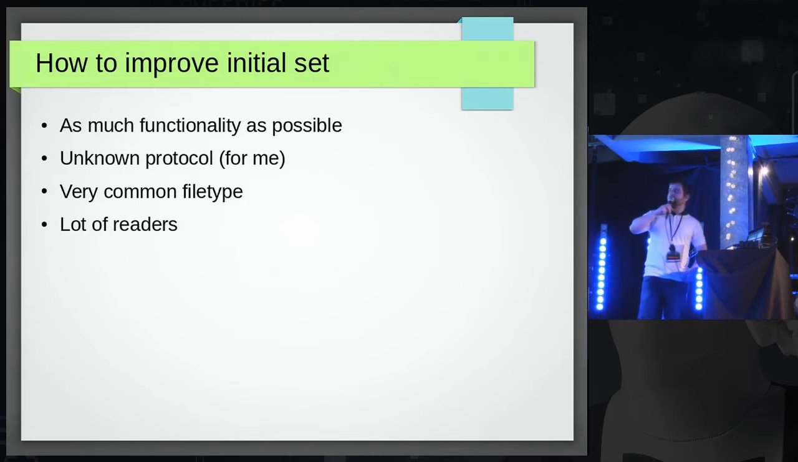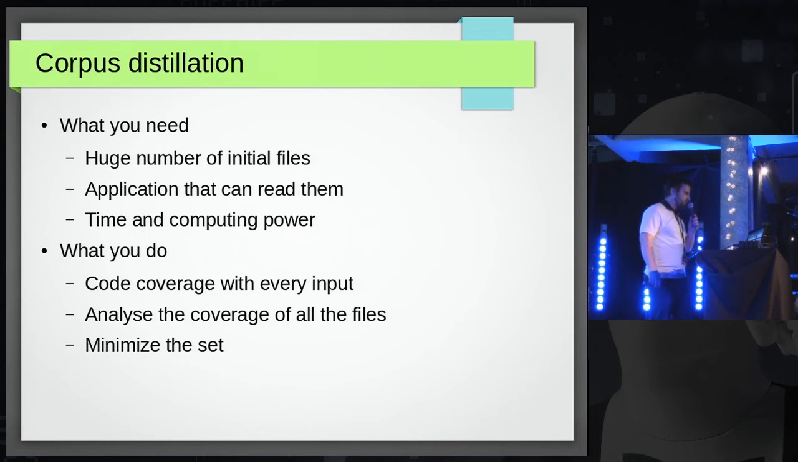And like I said already, I took PDF files because PDF files have a lot of different readers, so a really high and large attack surface. What I wanted to get is an initial set of PDF files that has as large functionality coverage as possible. For me, PDF was an unknown protocol. I didn't know exactly how it is generated, and I didn't want to write a tool to generate it. But at the same time, it is a really common file type, so you can find a lot of PDFs on the internet. And you also have a lot of readers. So, thanks to that, we got to corpus distillation, and I'll take a sip.